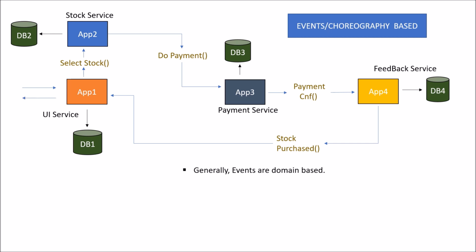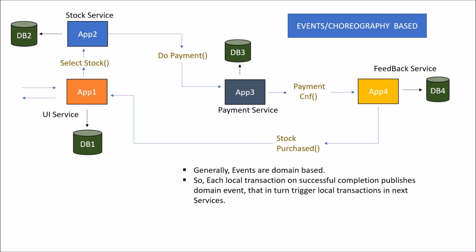So in general, events are domain based. So here select stock, do payment, payment confirmation and stock purchased are all events, and these events, if you see, are based on the business of the microservice. For example, if it is the payment service, it is generating a payment confirmation event, and this payment confirmation event is containing either a success or failure message.